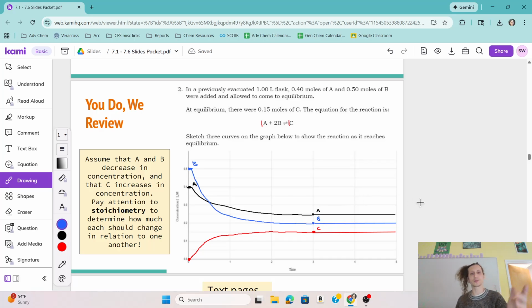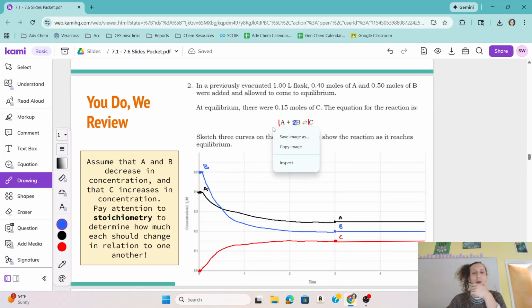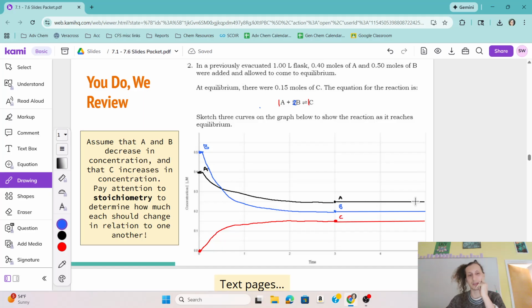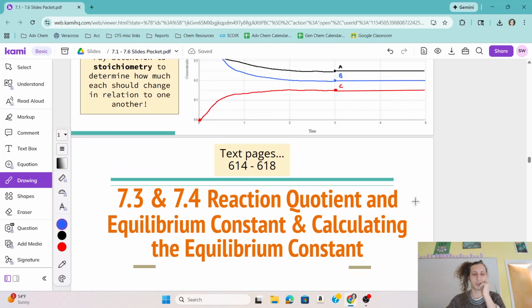Okay, so these are not super precise graphs. I'm just trying to show a little bit of the stoichiometry as well as the fact that concentrations eventually equal out. Okay, I think I'll call it there.